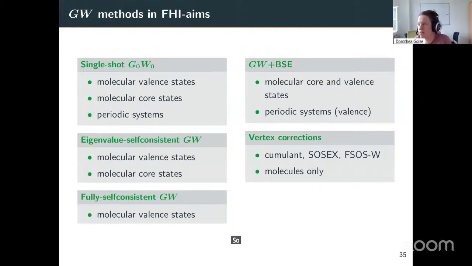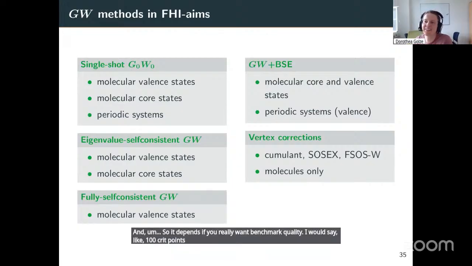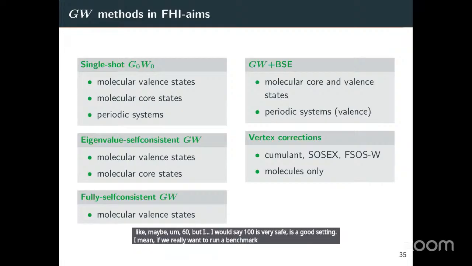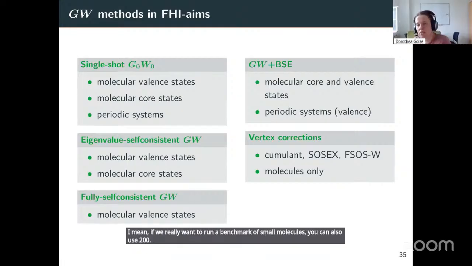So for grids, the standard is the modified Gauss-Legendre grid. It depends if you really want benchmark quality. I would say 100 grid points is a very safe setting. You probably can try even less, like maybe 60, but 100 is very safe. It's a good setting. If you really want to run a benchmark of small molecules, you can also use 200.